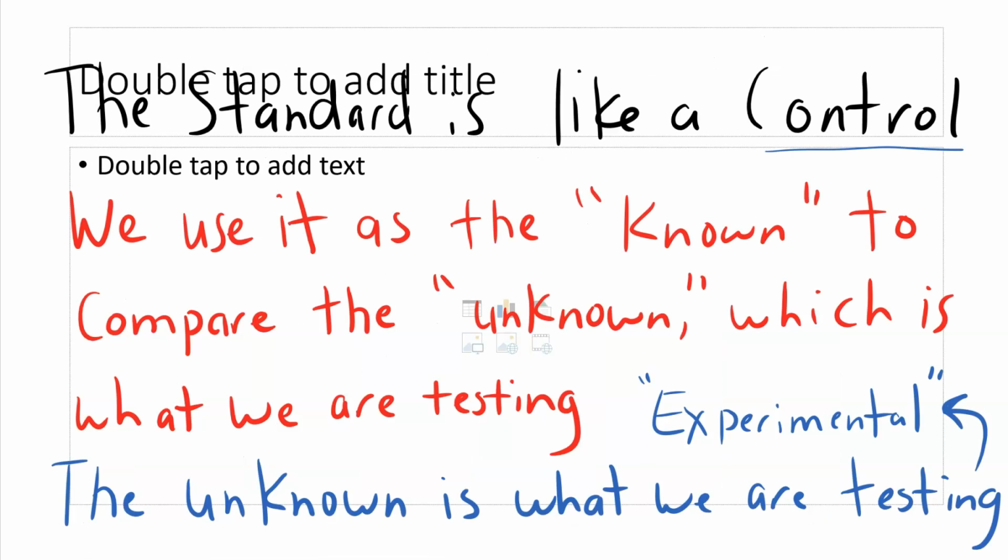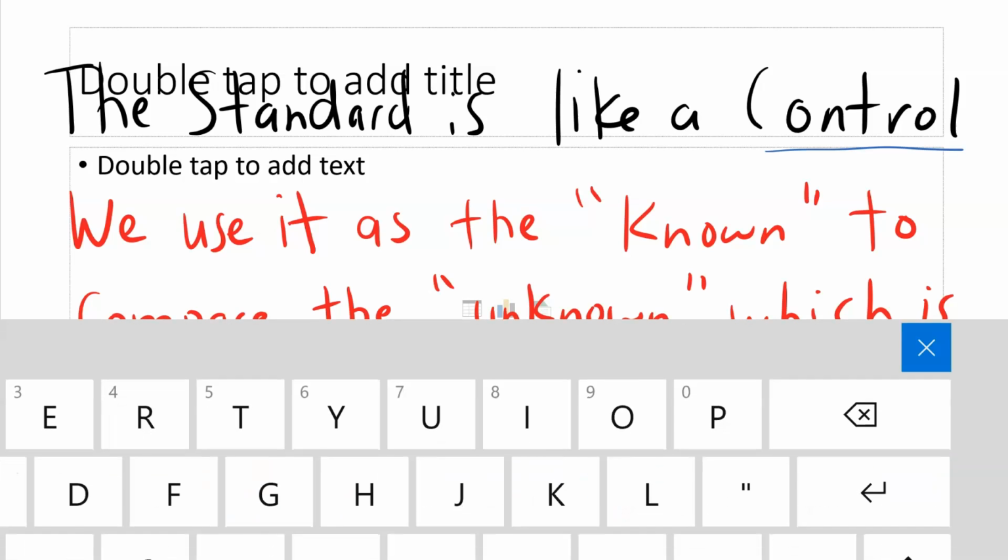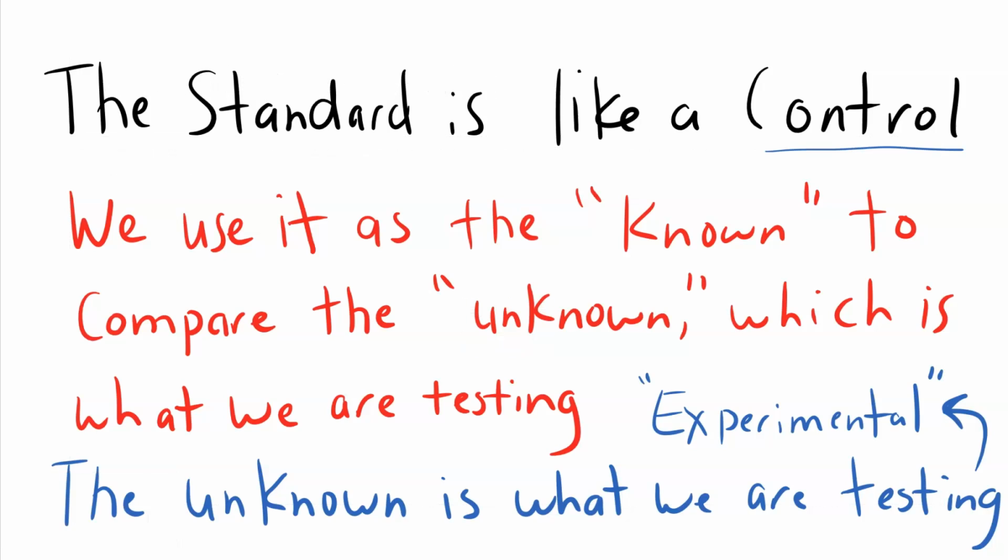Okay. So in this case, the standard is like a control in that we're using it for a comparison to the unknown. So we have known pH solutions that we'll use to determine that standard. So we'll compare the unknown to those known pHs.